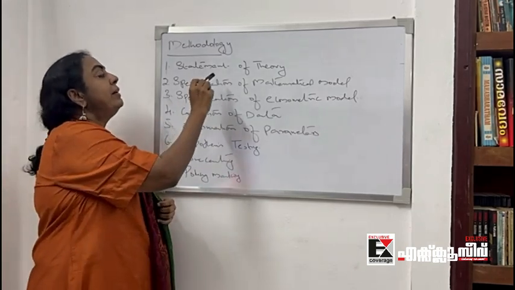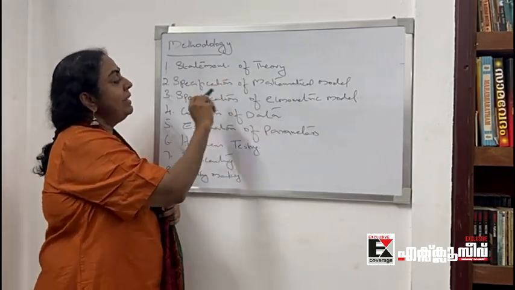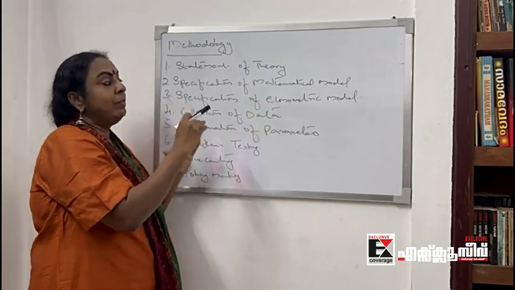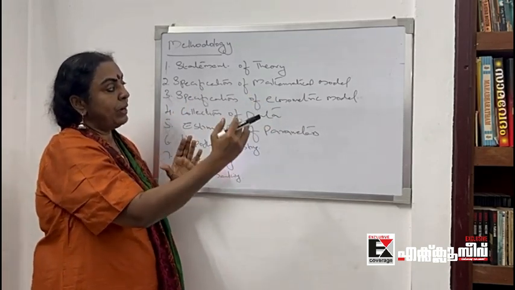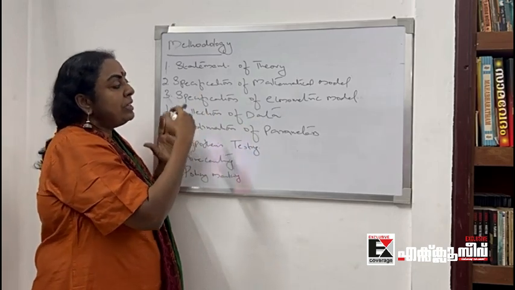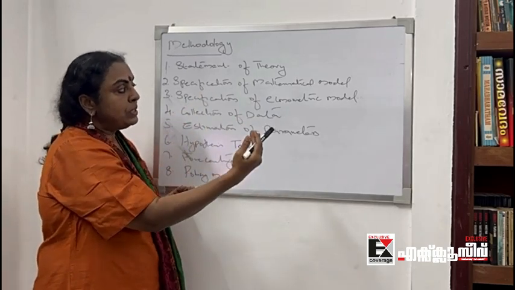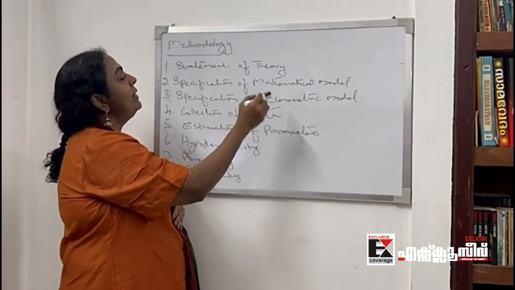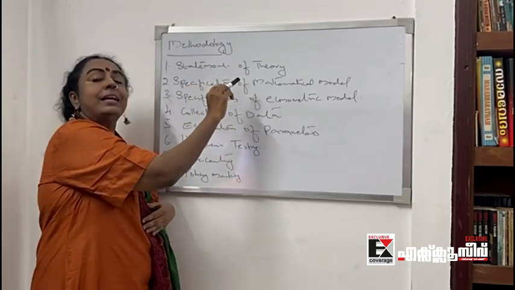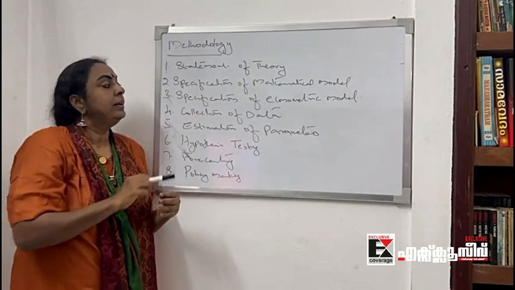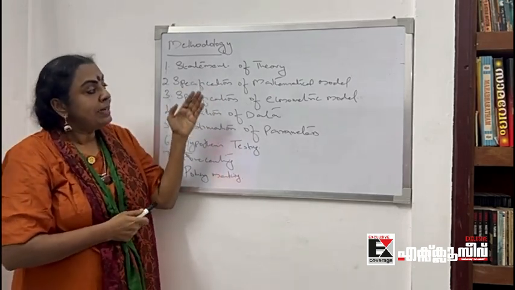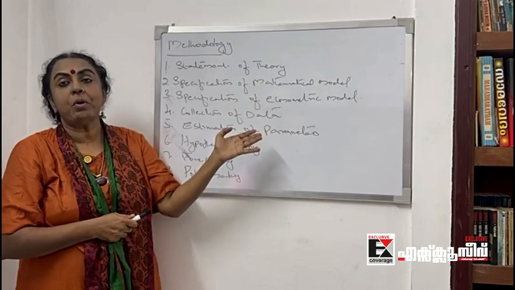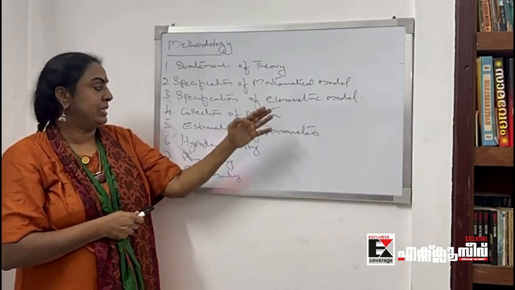Then you convert this theory into a mathematical model. So when you say that Y equals beta 1 plus beta 2 X, where beta 1 is the autonomous consumption and beta 2 is the marginal propensity to consume, you can use that model to explain the Keynesian consumption function. Then this mathematical model can be converted into an econometric model by adding the random error term.